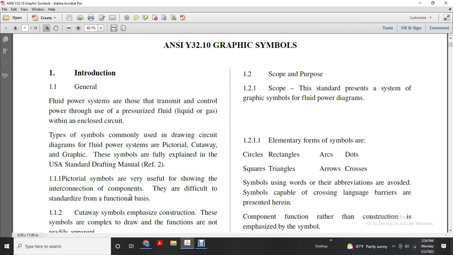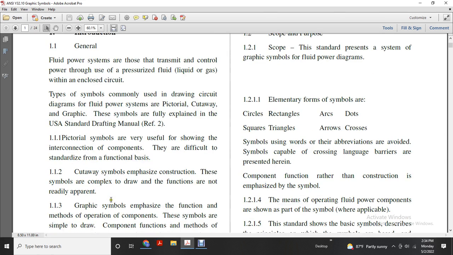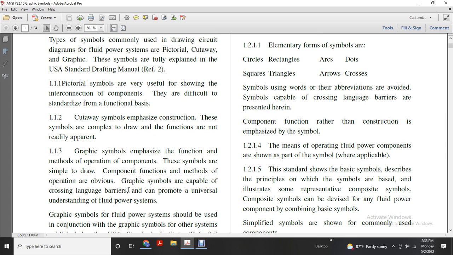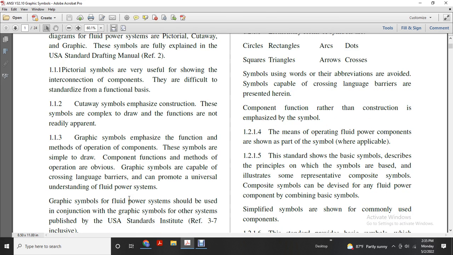Pictorial symbols are very useful for showing interconnection of components. They are difficult to standardize on a functional basis. Cutaway symbols emphasize construction. These symbols are complex to draw, and the functions are not readily apparent. Graphic symbols emphasize the function and method of operation of components. The symbols are simply drawn with the component function and method of operation obvious. Graphic symbols are capable of crossing language barriers and can promote universal understanding of fluid power systems.